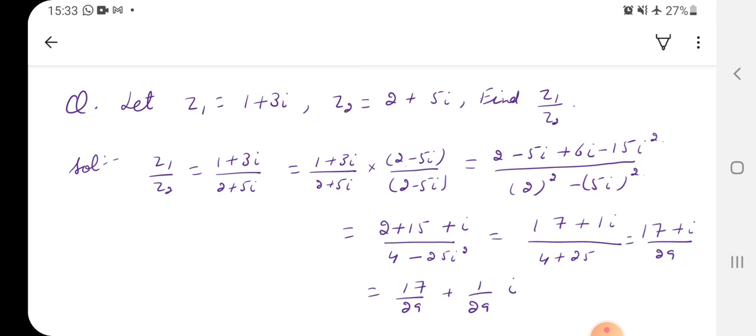Now in the numerator it becomes 17 plus iota, and in the denominator it became 4 plus 25. Why plus? Iota square is always minus 1, so minus minus is plus. So at last we got (17 plus iota) by 29, or I can write it as 17 by 29 plus 1 by 29 into iota, right?